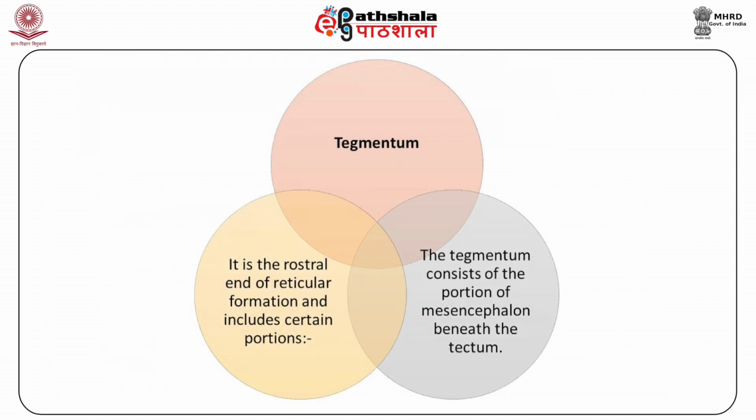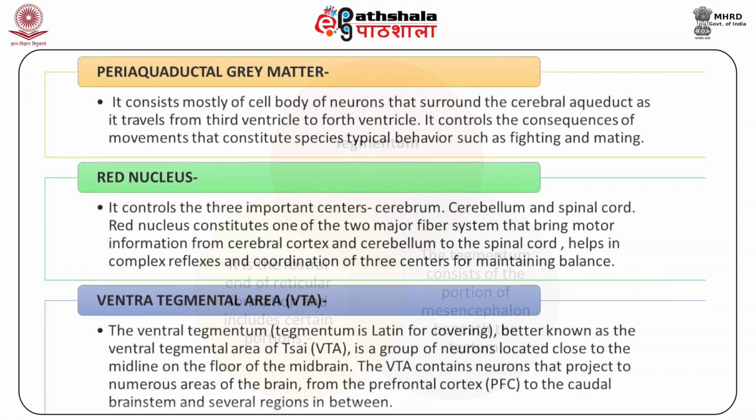Tegmentum. The tegmentum consists of the portion of the mesencephalon beneath the tectum. It is the rostral end of the reticular formation and includes certain portions. Periaqueductal grey matter. It consists mostly of cell bodies of neurons that surround the cerebral aqueduct as it travels from the third ventricle to the fourth ventricle.